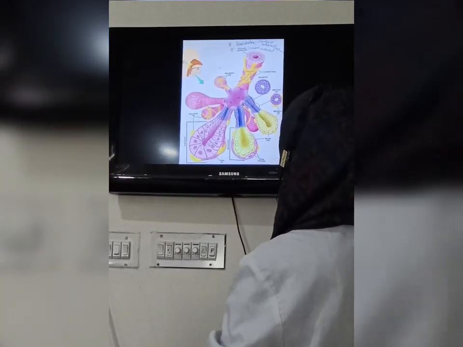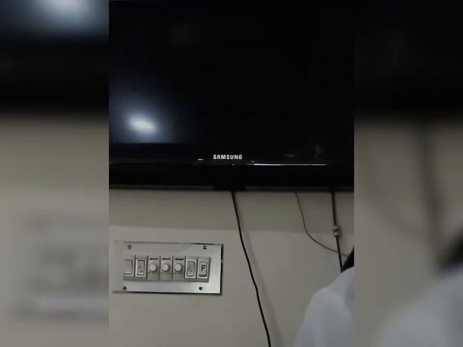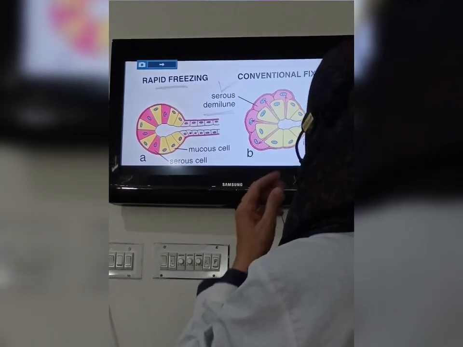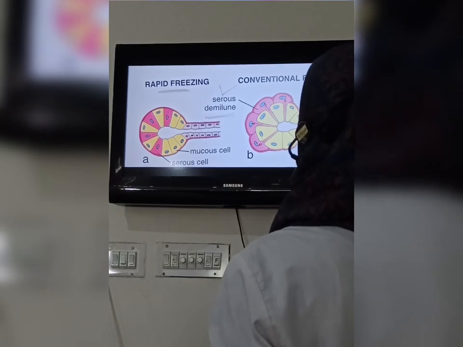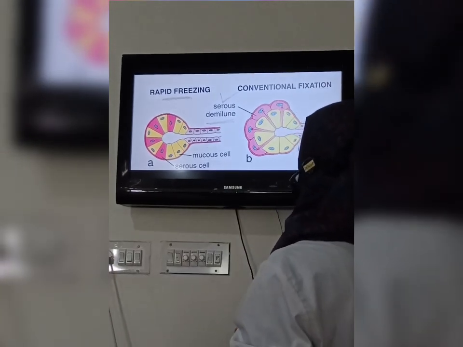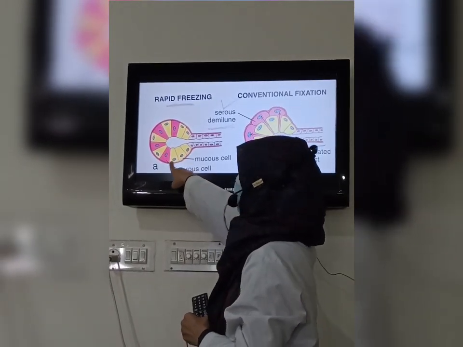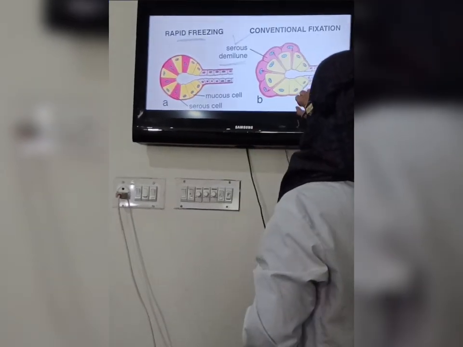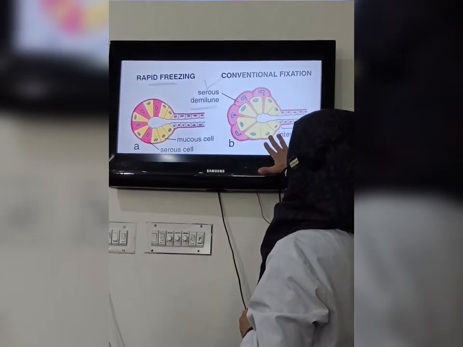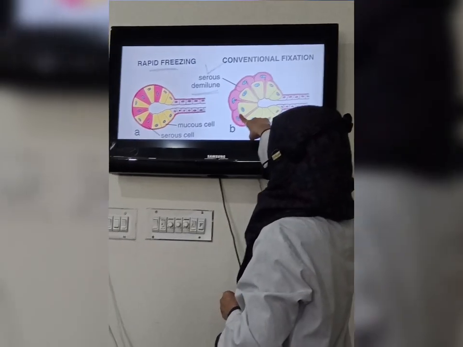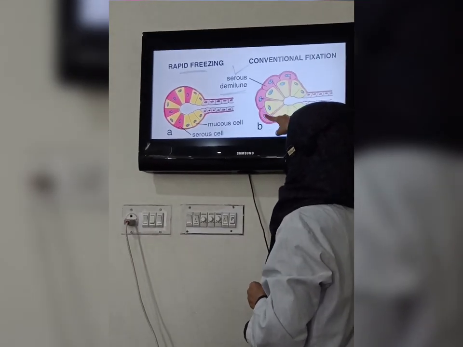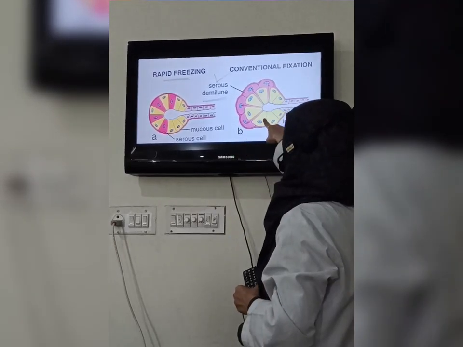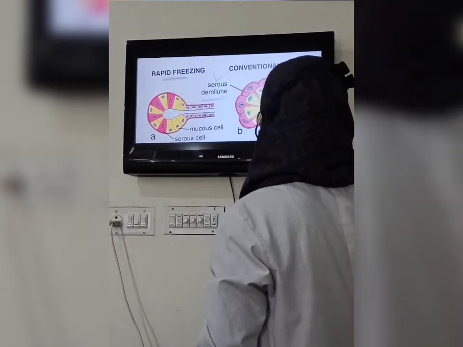So let's see some slides. Okay, this is just to tell you that if we rapidly freeze a slide, there could be overlapping of the alternative cells, but in usual conventional fixation, due to the artifactual look, the serous demilunes appear as a cap around the main acinus, right? Okay, that is just to add to your knowledge.